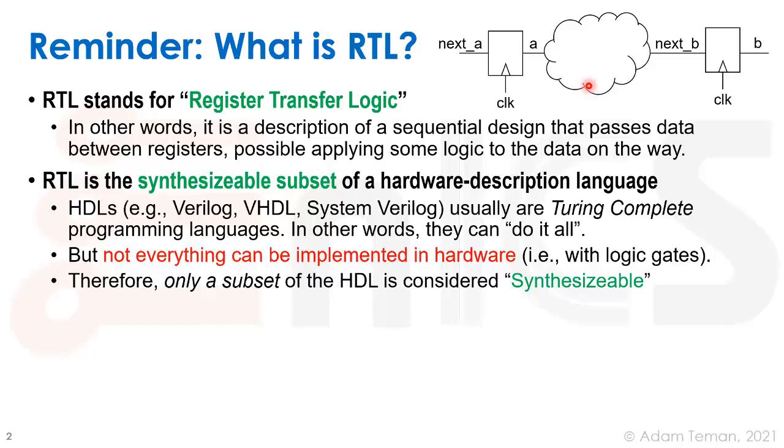RTL is the synthesizable subset of a hardware description language. Hardware description languages, or HDLs, examples of which are Verilog, VHDL, and System Verilog, are usually Turing-complete programming languages. In other words, they really can do it all. It's a full language just like C or any other. But not everything can be implemented in hardware.